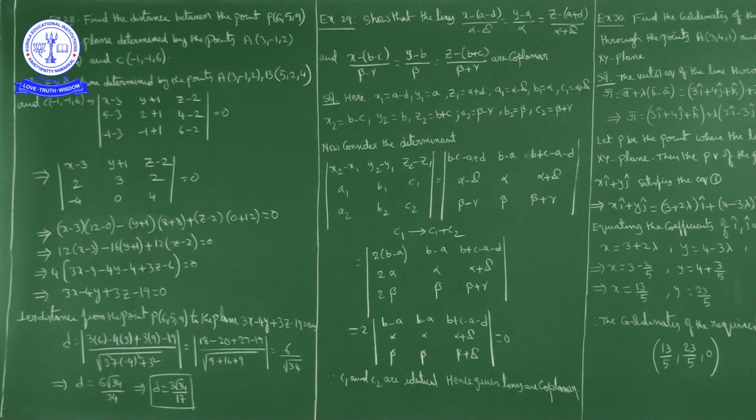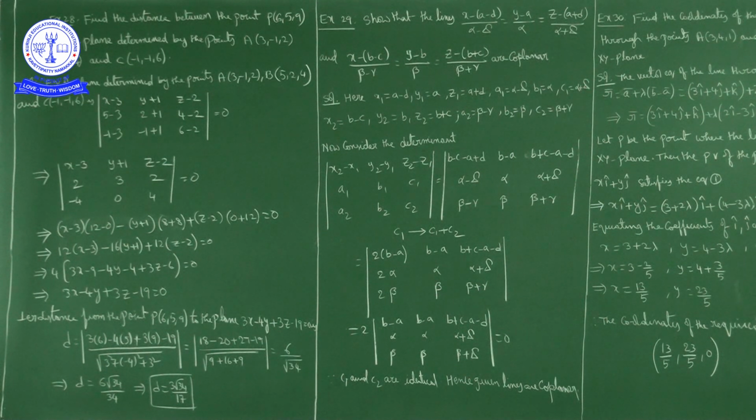Now if you observe here, the first line is passing through the point (a minus d, a, a plus d). So (x minus x1)/a1 is equal to (y minus y1)/b1 is equal to (z minus z1)/c1, if I write. So x1, y1, z1 are what? x1 is a minus d, y1 is a, and z1 is a plus d. So direction ratios of the line are alpha minus delta, alpha, alpha plus delta. So a1 is equal to alpha minus delta, b1 is equal to alpha, and c1 is equal to alpha plus delta.